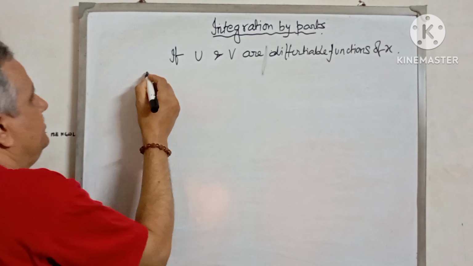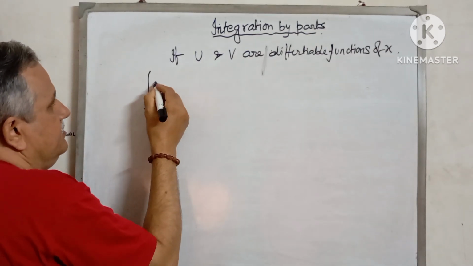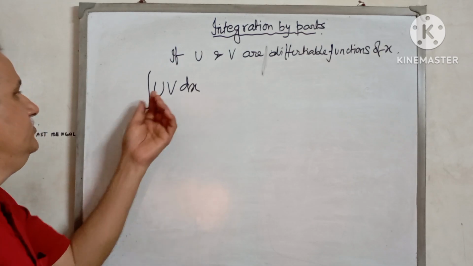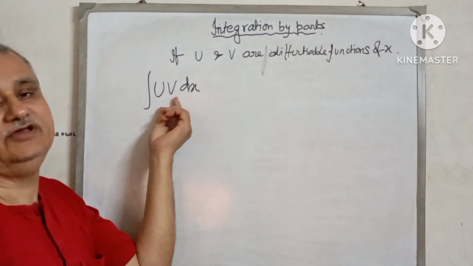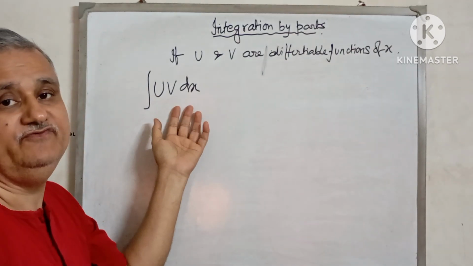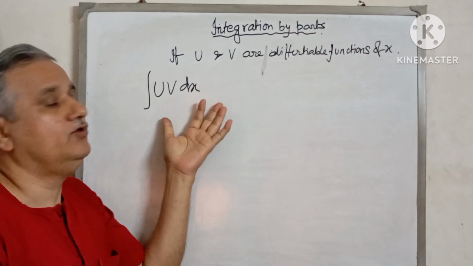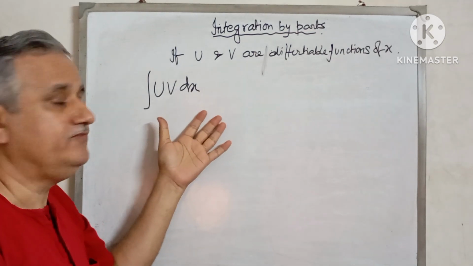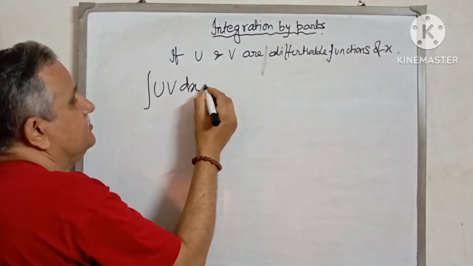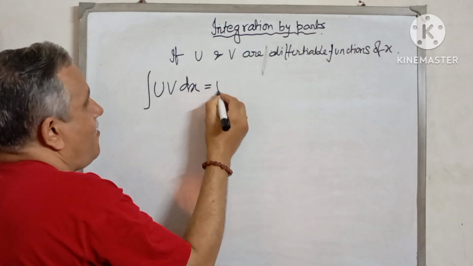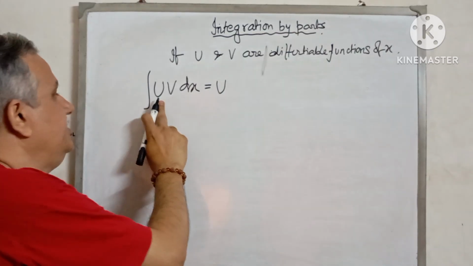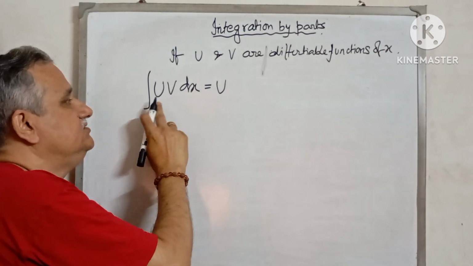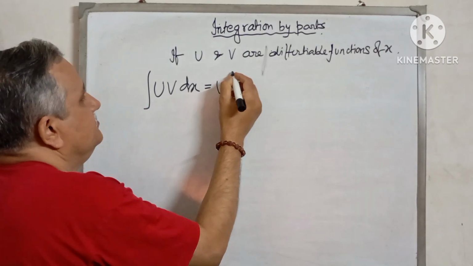then we can write integration of u into v dx. That is, u is a function of x and v is a function of x. First time we are coming to solve a product of two differentiable functions of x. This is the property. We say u is the first function and v is the second function. This is the rule.